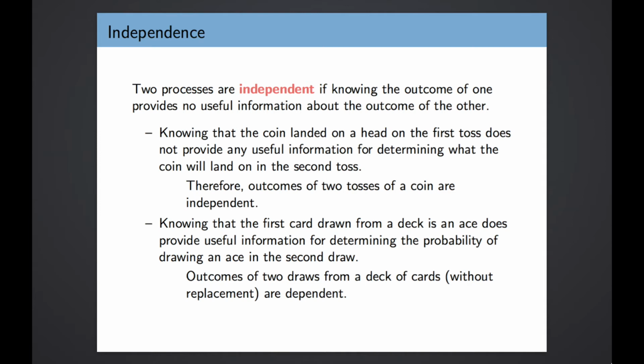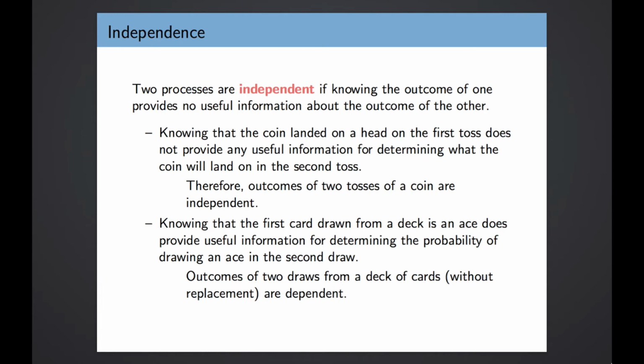If, however, I draw a card from a deck and I set that card aside, I don't put it back in the deck, that does affect the probabilities of drawing cards in future draws from that same deck. So if I draw an ace and I set it aside, my probability of drawing an ace on my second draw has gone down because there are fewer aces in the deck. So drawing cards from a deck sequentially is a dependent process, not an independent process.